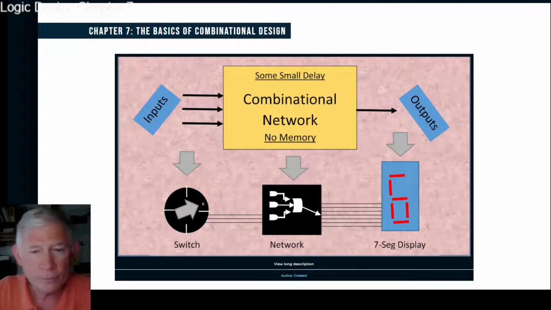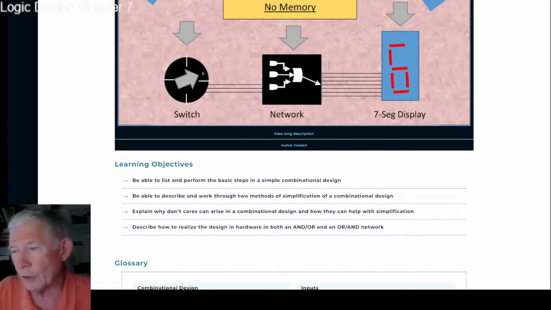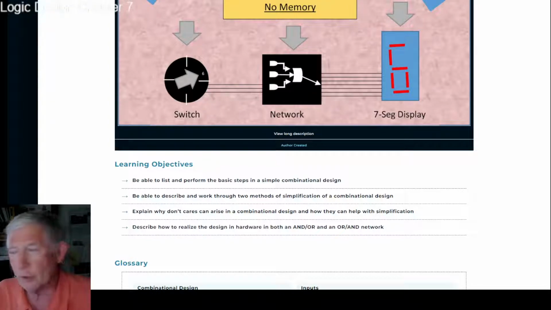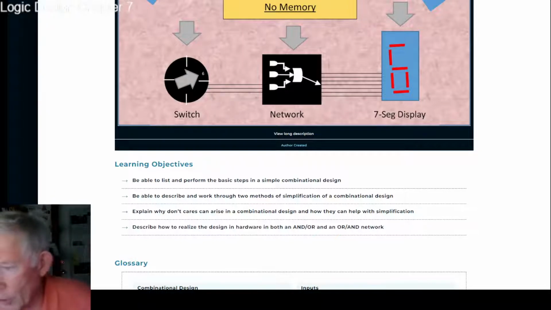Okay, so let's go to learning objectives. I want you to be able to list and perform the basic steps in a simple combinational design. Then I want you to be able to describe and work through 2 methods of simplification of a combinational design. One method would be switching algebra. Another would be K-maps, assuming they apply. Explain why don't cares can arise in a combinational design and how they can help with simplification. We have talked about this before; it's a repeated learning objective.